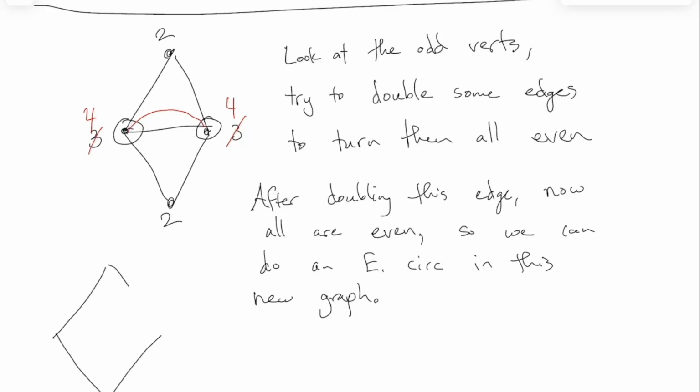If you think about what the picture would look like if I instead tried to double up this edge right here, it would change that to a 4, but this, which used to be a 2, becomes a 3 after doubling the edge, and I still will have 2 odds. So this is a bad edge duplication because it doesn't actually change all the odds to evens. It changes one of the evens to an odd. But this right here is a good edge duplication because it changes all of the odds to evens.